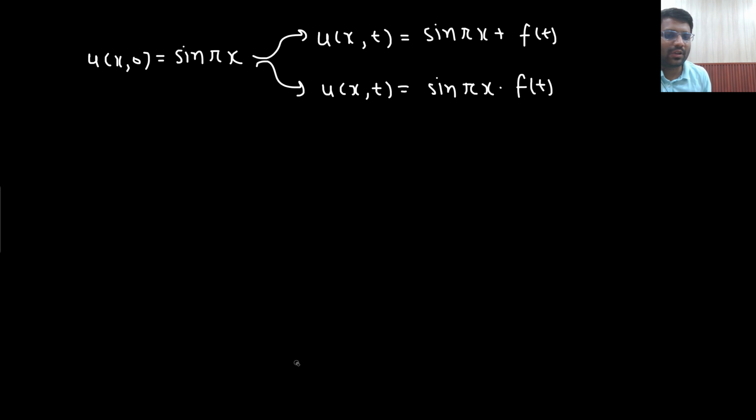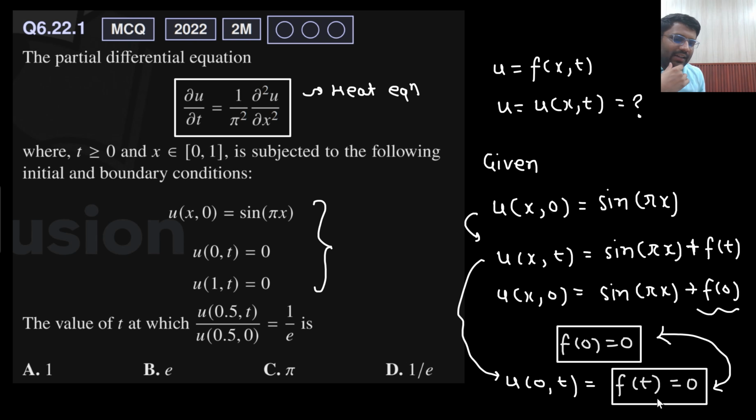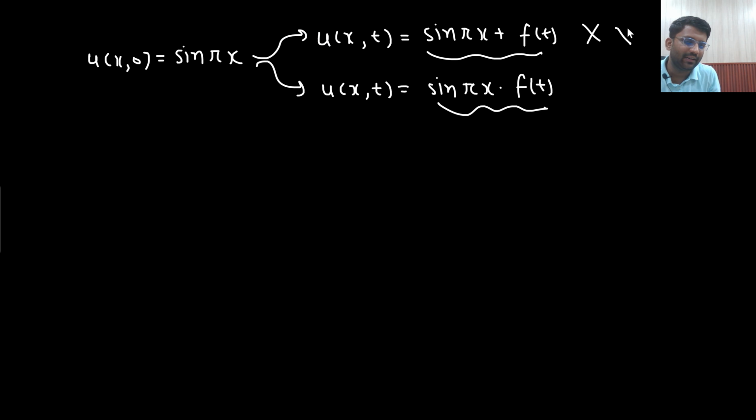So basically the bottom line is that u of x comma t will either look like this or look like this. When I take the case plus f of t, I get to know that my f of t is coming out to be 0. That means your u is actually coming out to be a function of x only. It is not a function of t, but that is not possible. U is actually a function of space and time both. That means this condition is eliminated. So your u of x comma t will look somewhat like this.